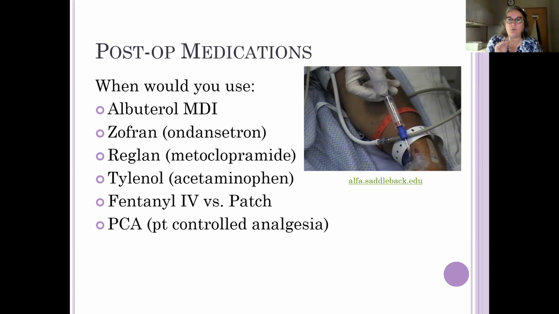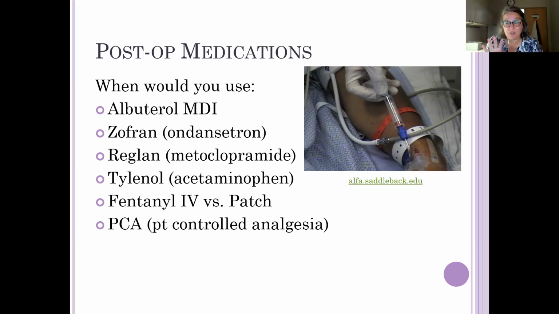And I would like you to write down, in your notes, when you would use these particular medications. When are you going to be using an albuterol metered dose inhaler? That's what an MDI is. Quick refresher. When are you using Zofran? When are you using Reglan? When are you using Tylenol? When are you using fentanyl IV versus a patch, perhaps versus Tylenol? When are you using patient-controlled analgesia, that PCA, that on-demand analgesia? What sort of situations is this called for? What sort of situations is this not called for?